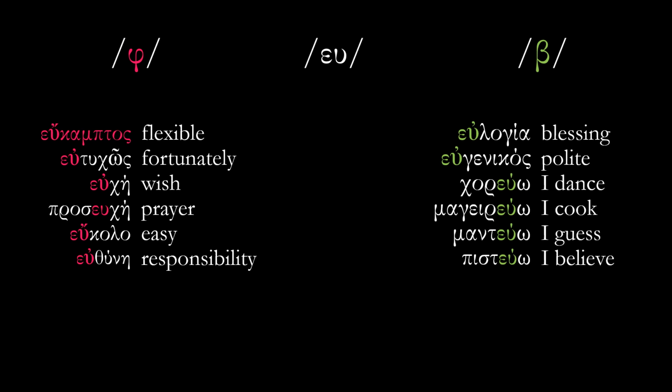Now we kind of catch a break here because epsilon epsilon as a prefix is super common, and there are thousands of words in Greek that use this. So if you're ever unsure of how to spell a word, should it be epsilon epsilon or epsilon phi? Well, we can just remember this prefix and that'll help us spell. And if you look at the last four words on the right side, chorevo, magirevo, mandevo, pistevo, there are probably thousands of evo verbs in Greek as well.